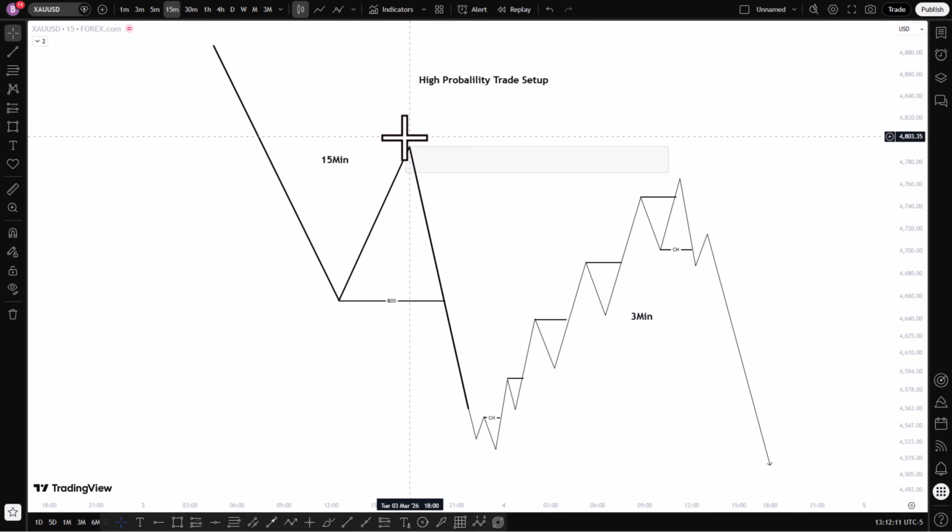Here is something that has increased my win to reward ratio, and I use this almost every day to take my trade. I call this the high probability trade setup. But before I dive into this, let me show you the trade I took using this particular trade setup.